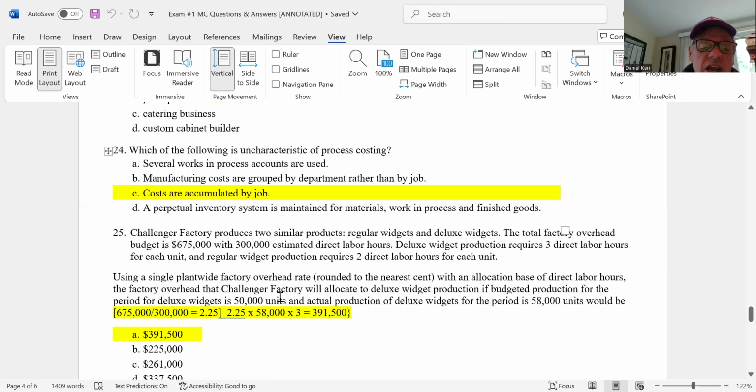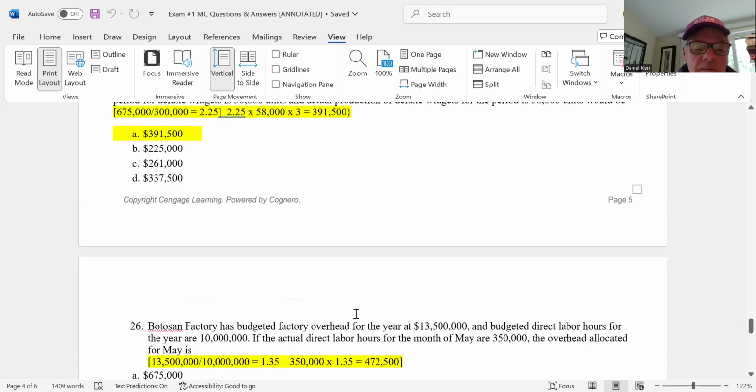25, Challenger Factory produces 2 similar products, regular widgets and deluxe widgets. Factory overhead budget is 675,000 with 300,000 direct labor hours. So your overhead rate is $2.25 per direct labor hour. If the budgeted forecasted production for the period was 50,000 widgets, and each widget requires 3 hours to make, 2.25 times 50,000 times 3 gives you 337,500 which is A.